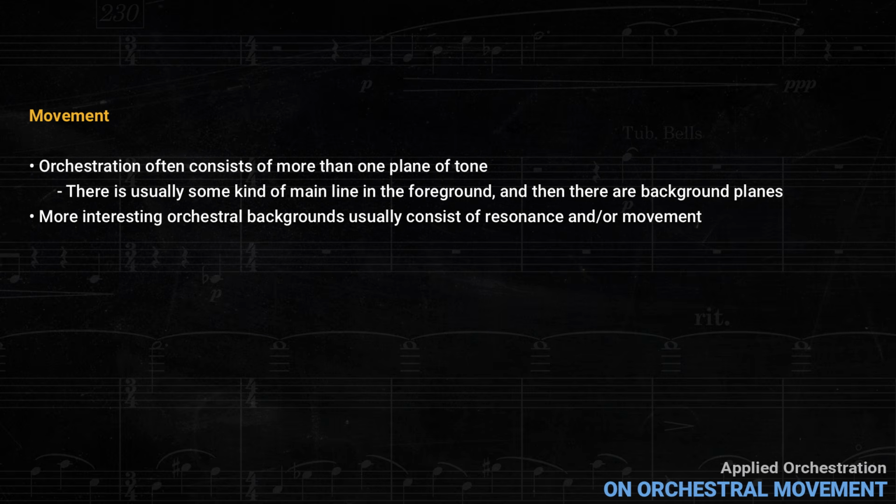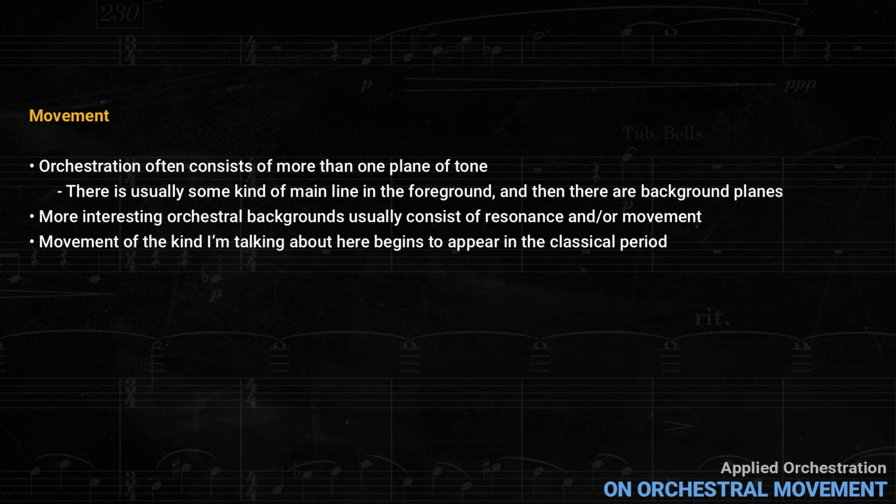In our last lesson, we looked at orchestral resonance. Now let's take a deeper look at orchestral movement with various examples from the repertoire. But first, think of all the films you've seen where the music reflects the action and the story. Without it, the visual world alone would be much less effective.